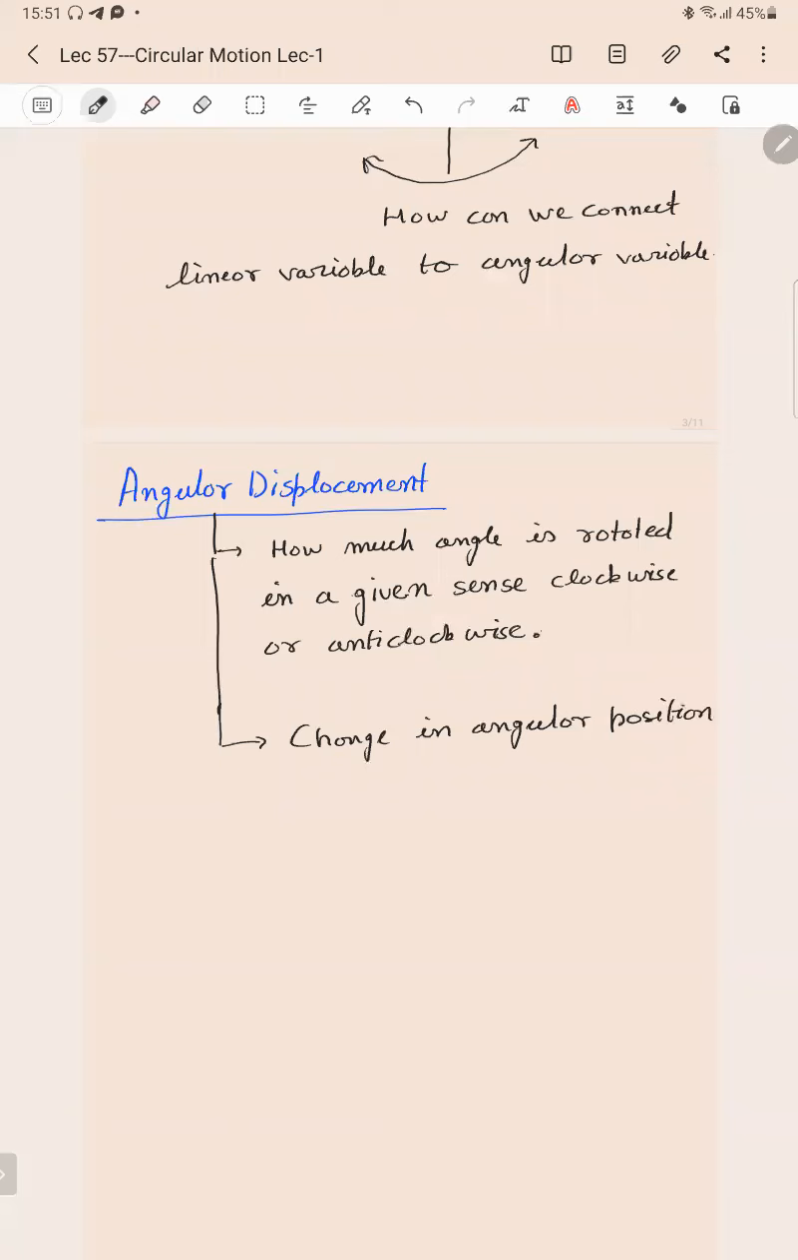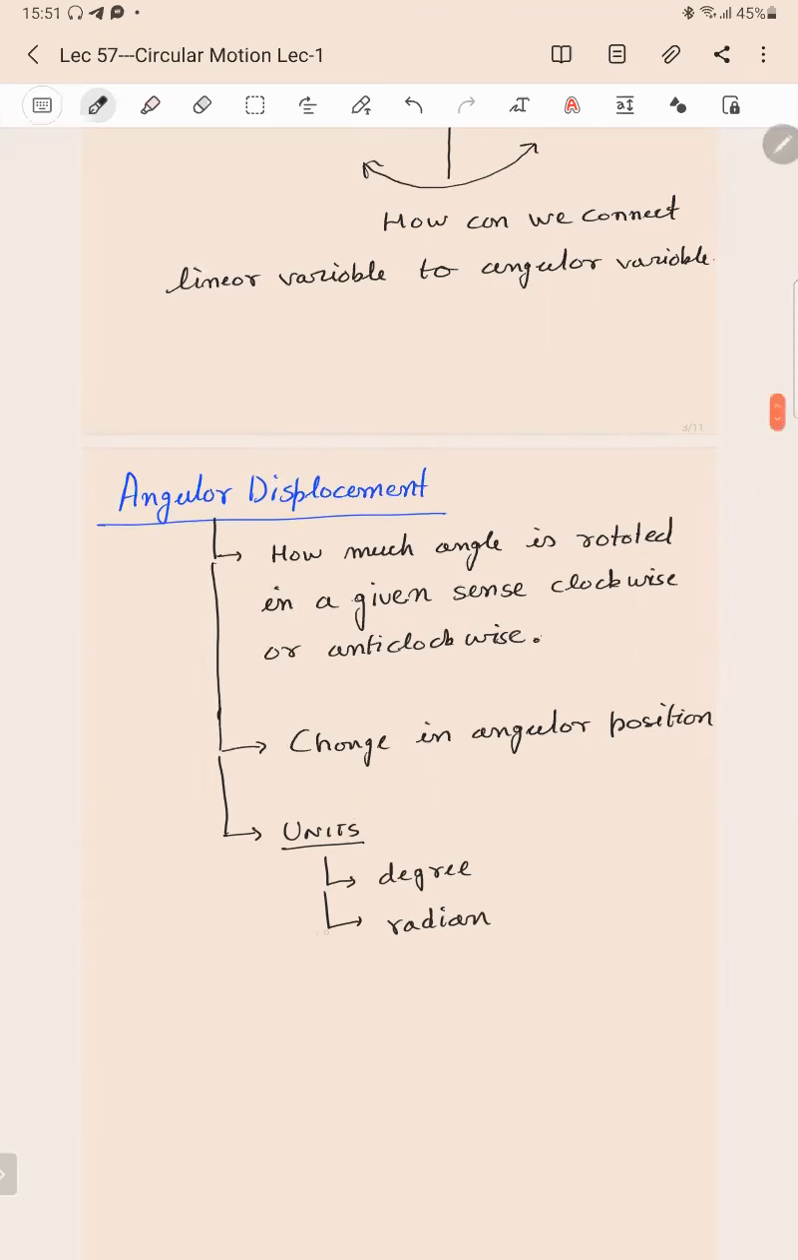Change in angular position. If I talk about its units, the units will be the same as that of the angle. It could be degree, it could be radian also, and sometimes we use the word revolution also, because one revolution signifies 360 degree.